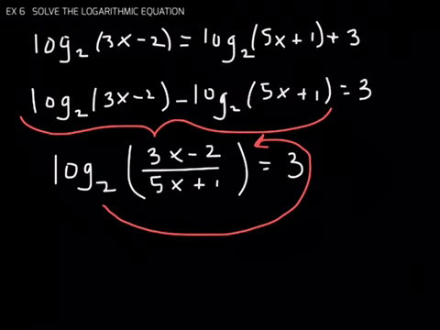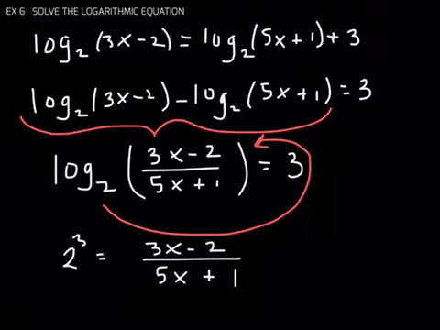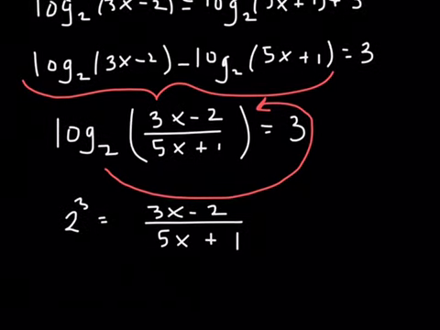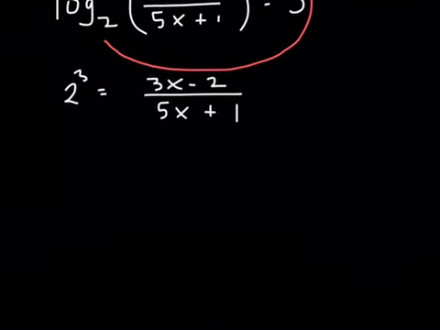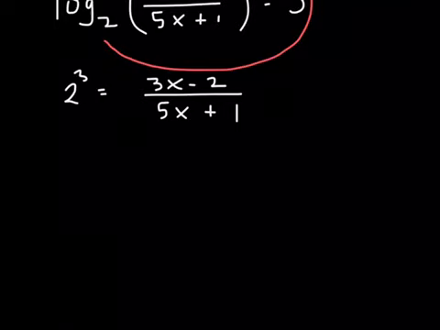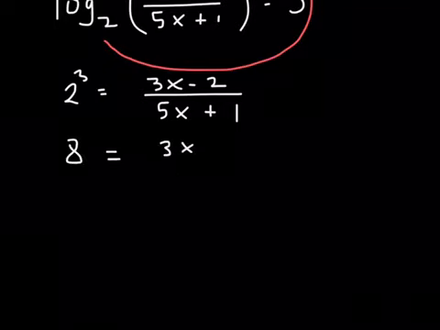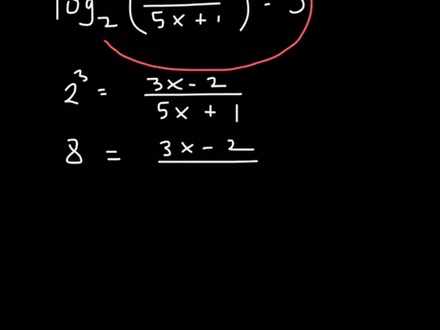So this would be your equivalent equation, I should say. All right, cool. When I simplify 2 cubed, I get 8. So 8 is equal to (3x minus 2) over (5x plus 1).